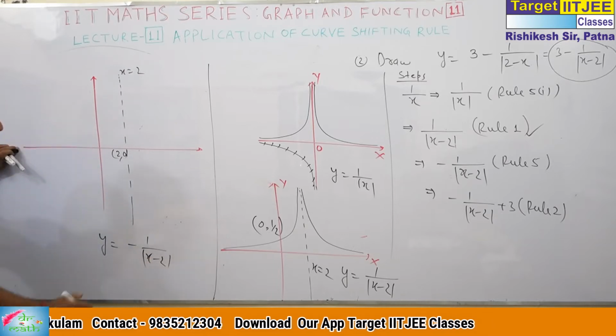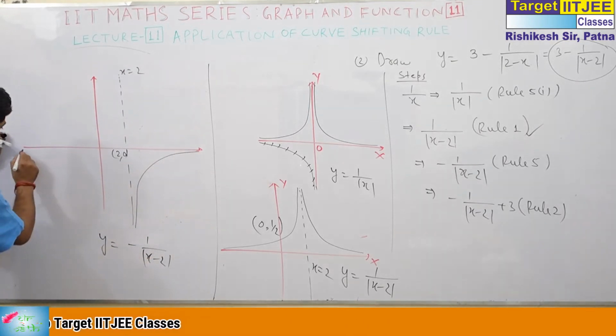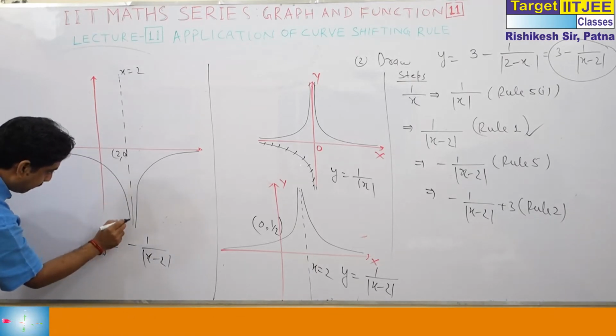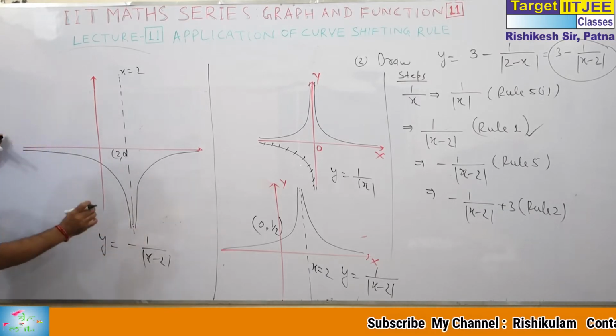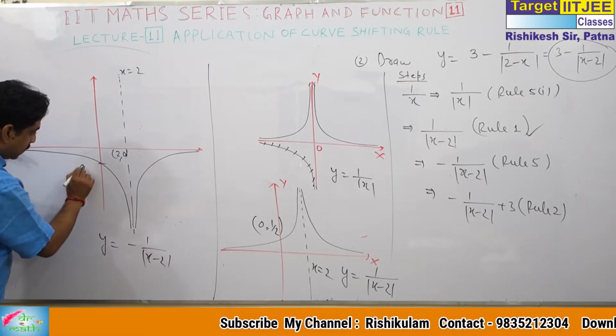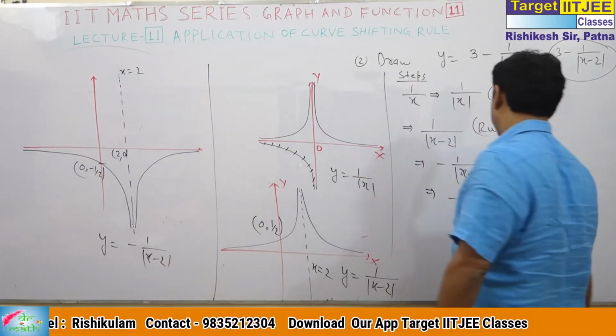Means positive y becomes negative y. So this will be like this. This will be like this. Do not touch here and try to make this distance as small as possible. This is again 0, 1, minus 1 by 2. We come up to here.